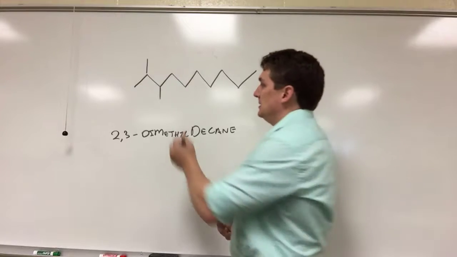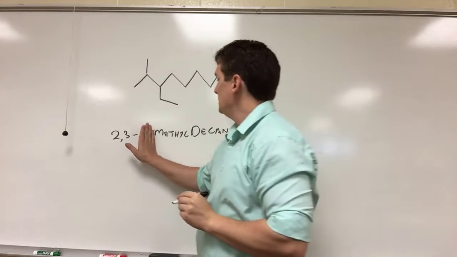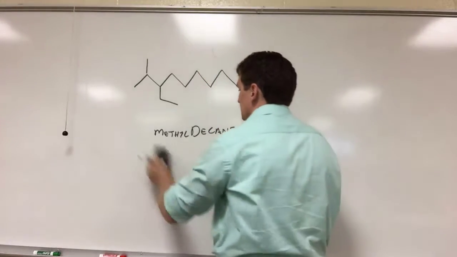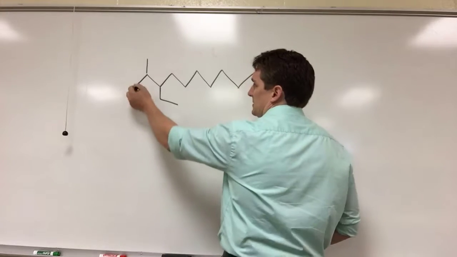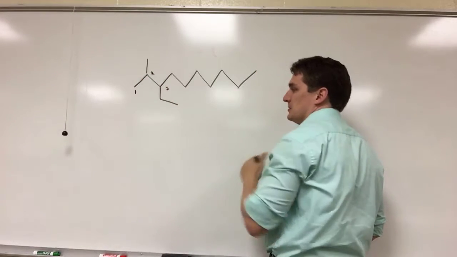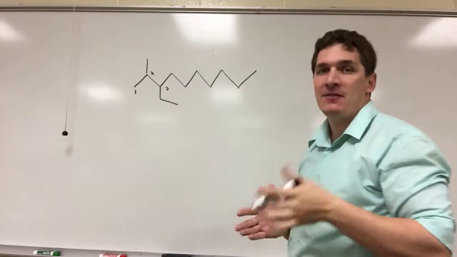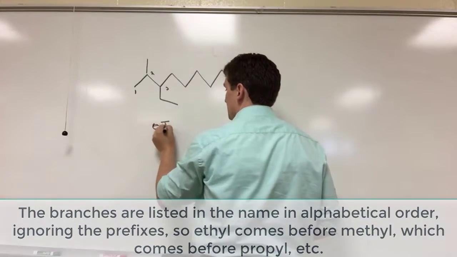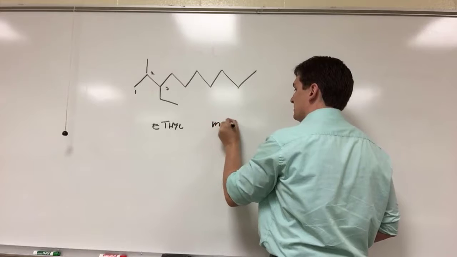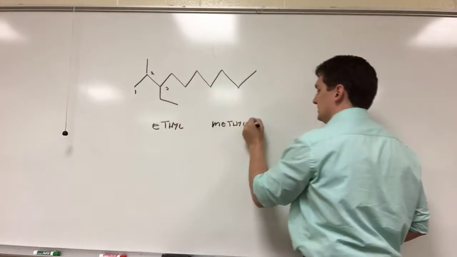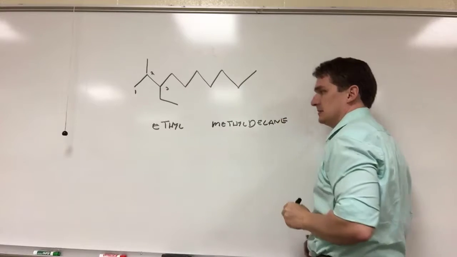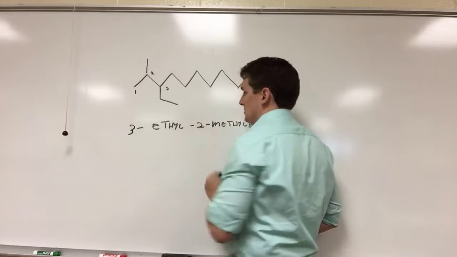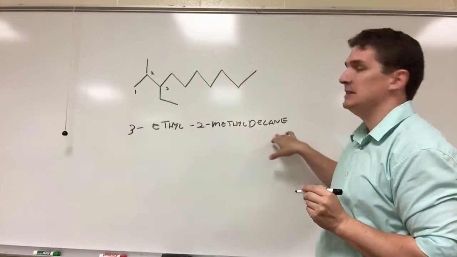Let's say we have an ethyl group. Well, what we're going to do if we have multiple groups with different names, let's move this over here a little bit. We still need to specify the position. So 1, 2, 3, 4, 5, and so forth. Now, we're going to list the branches in alphabetical order, not with a prefix, but simply by themselves. So ethyl's going to come first, your methyl, and then your decane. Now, we need to specify the positions, 3 for the ethyl, 2 for the methyl. So there's 3-ethyl, 2-methyl, decane.